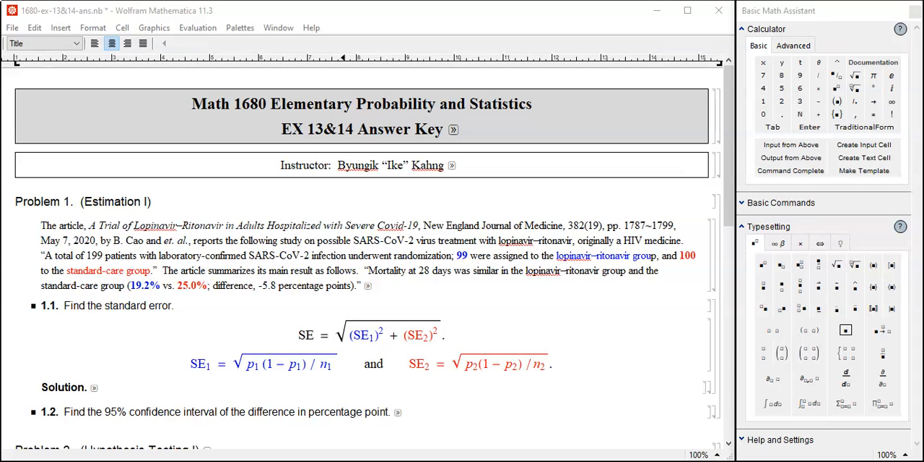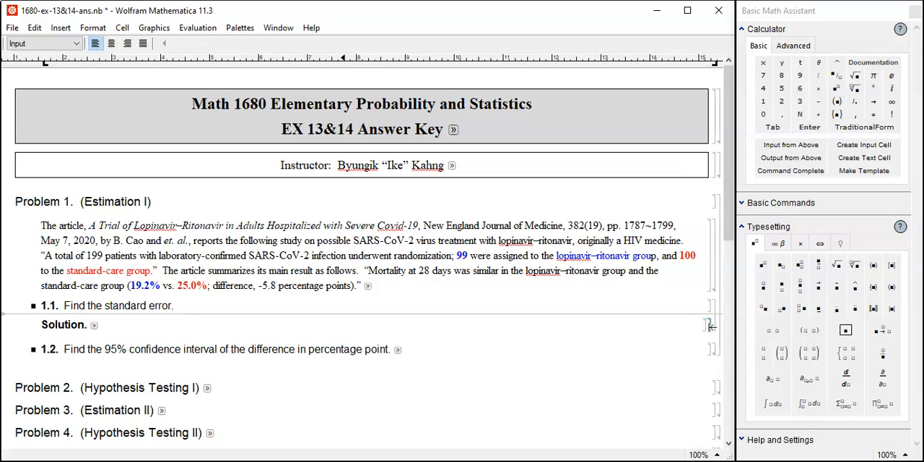Hello students, welcome back. We discussed the standard error. Now let's talk about confidence interval. Find a 95% confidence interval. By the way, why did I erase it?